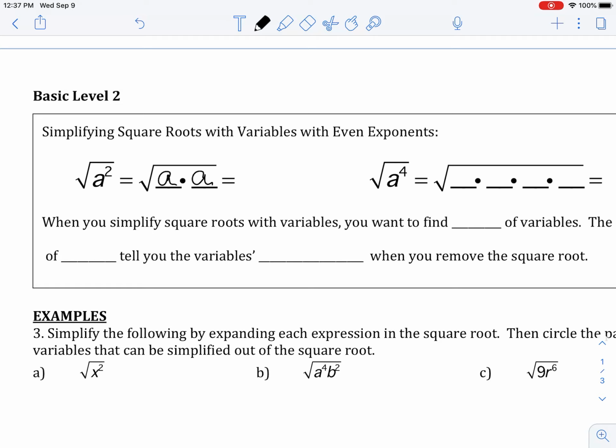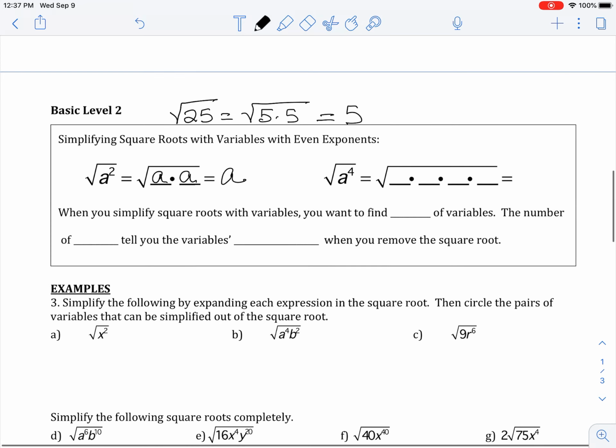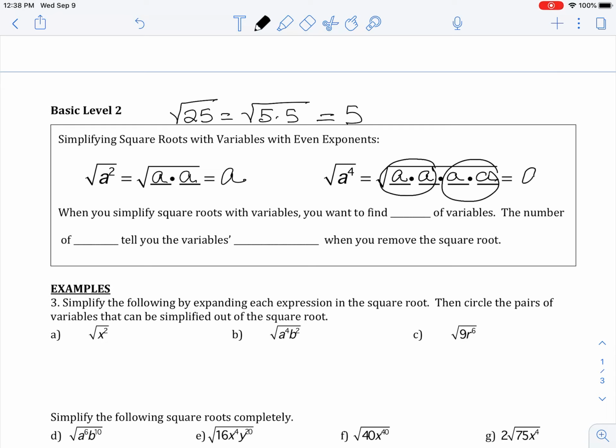Now we remember when we have a pair of numbers or a pair of the same variables, one of those variables comes out, or one of those numbers comes out. So to remind you, when we are doing the square root of 25, we are thinking of it as the square root of 5 times 5, which is just 5. So that's what it looks like numerically. The square root of a to the fourth would expand to the square root of a times a times a times a. So now I have one pair of a's, but I also have a second pair of a's. So that means two of those a's will come out, but instead of adding them, we multiply them. So it will come out as a squared.